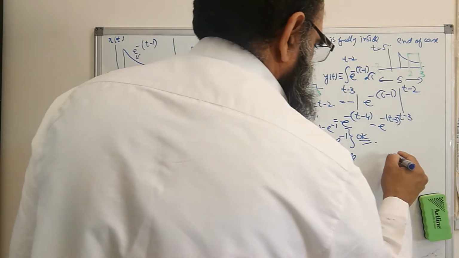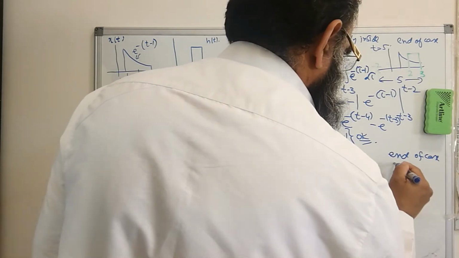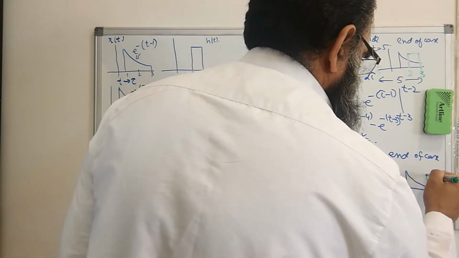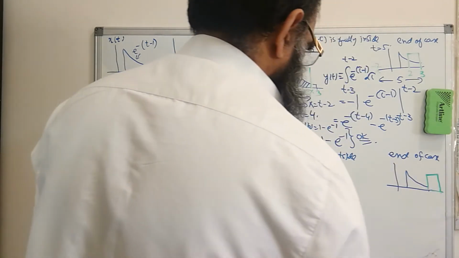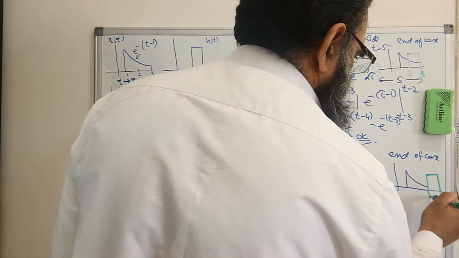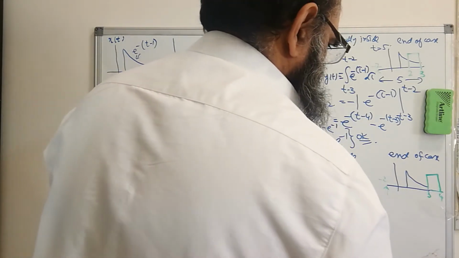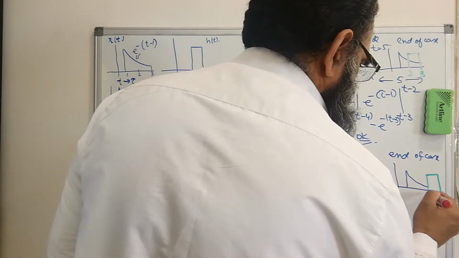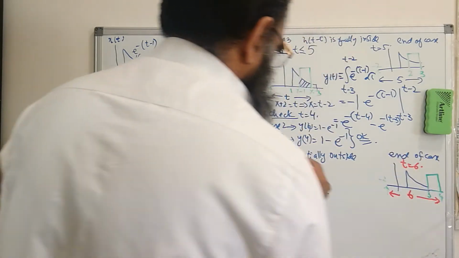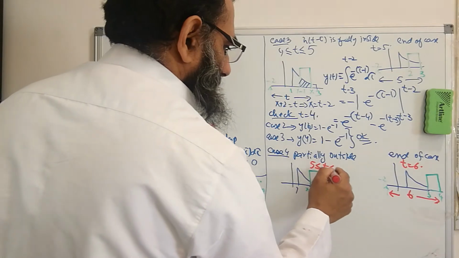So this is my overlap here. Now the end of this case is again when I am totally outside. This is 3, so this is 4, so this is minus 2, and my t here is 4 plus 2, 6, so this is t equal to 6. So my limits of this case will be greater than 5 and less than 6.